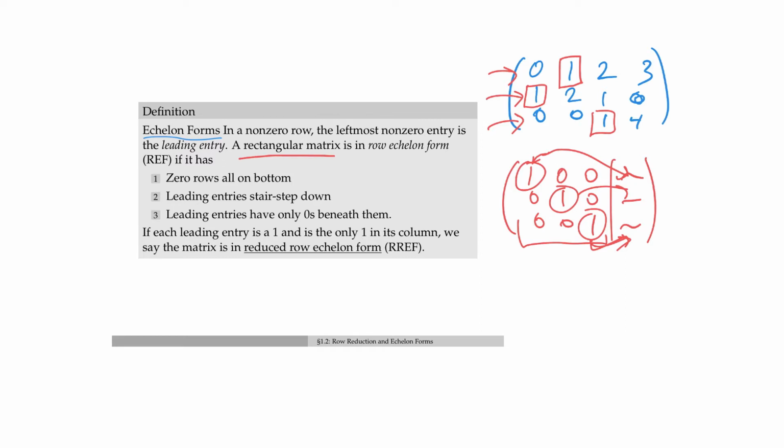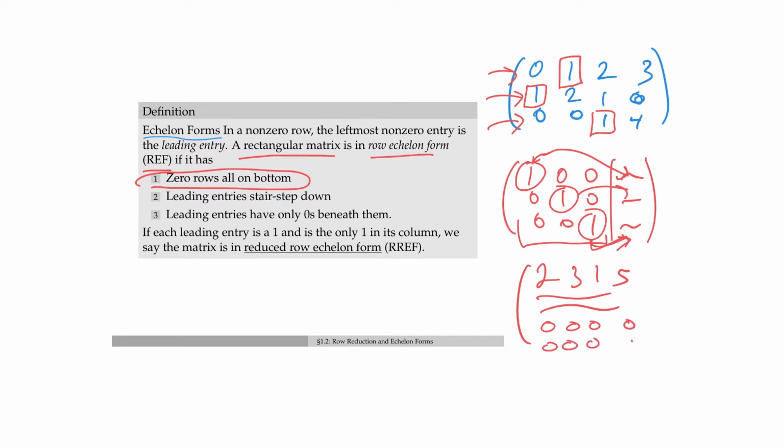A rectangular matrix is in row echelon form, REF, if we have any zero rows, they're all on the bottom. All of my zero rows have to be situated along the bottom of this matrix. The next step is we must have all leading entries stair-stepping down. This is the one that's the hardest to explain but the easiest to see.